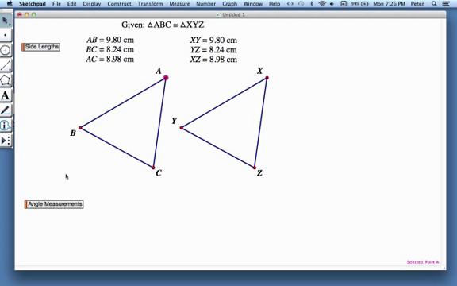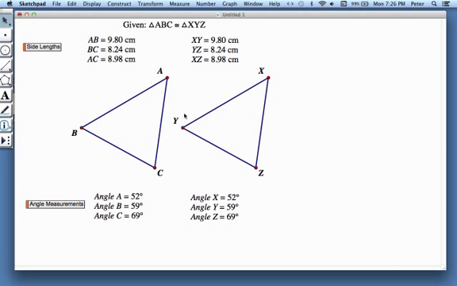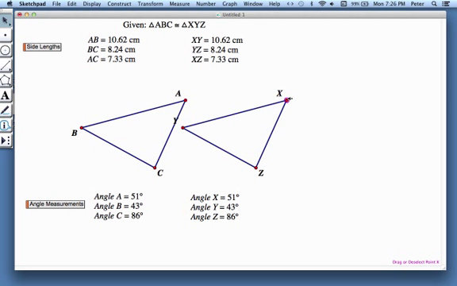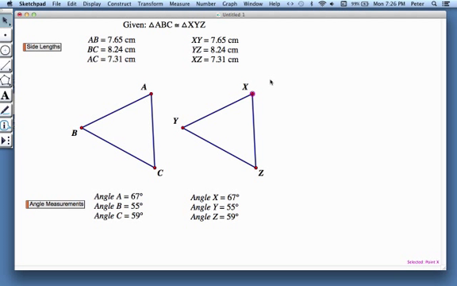Now let's take a look at the angles. You can see that that's true as well. The corresponding angles have measures that stay the same no matter how I manipulate and change the triangles. That's really what it means to be congruent. If I were to lay one triangle on top of the other, it would fit perfectly. All the corresponding side lengths are equal, and all the corresponding angle measures are also equal.